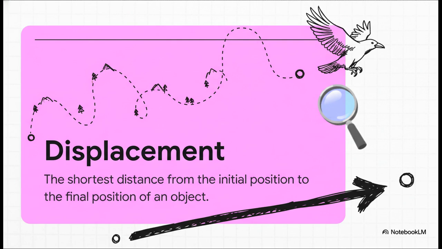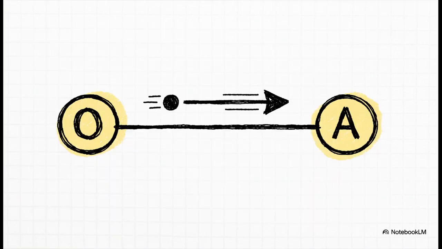But then there's displacement, and displacement could not care less about your scenic route. Nope, it only cares about one thing: the shortest straight line path from where you started to where you ended up. It is the ultimate shortcut. And trust me, these 2 measurements can be wildly different. Let's walk through a little journey to see exactly what I mean.